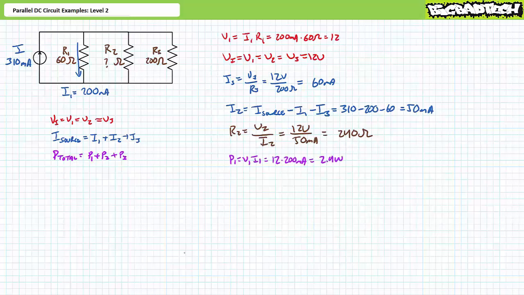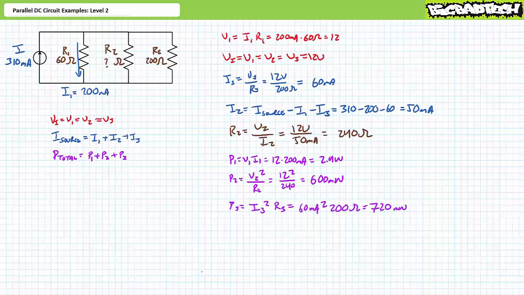P1 equals V1 times I1. Substituting our given values demonstrates R1 dissipates 2.4 watts of power. P2 equals V2 squared divided by R2. Substituting our given values demonstrates R2 dissipates 600 milliwatts of power. Finally, P3 equals I3 squared times R3. Substituting our given values demonstrates R3 dissipates 720 milliwatts of power.